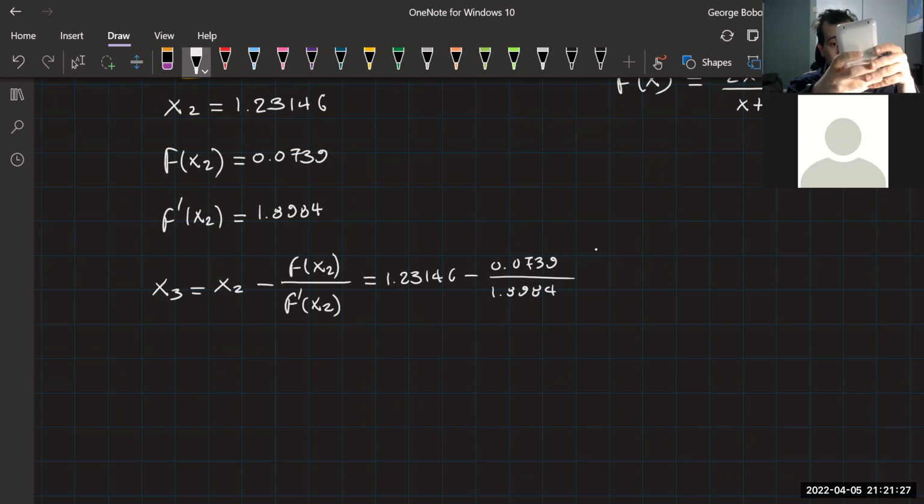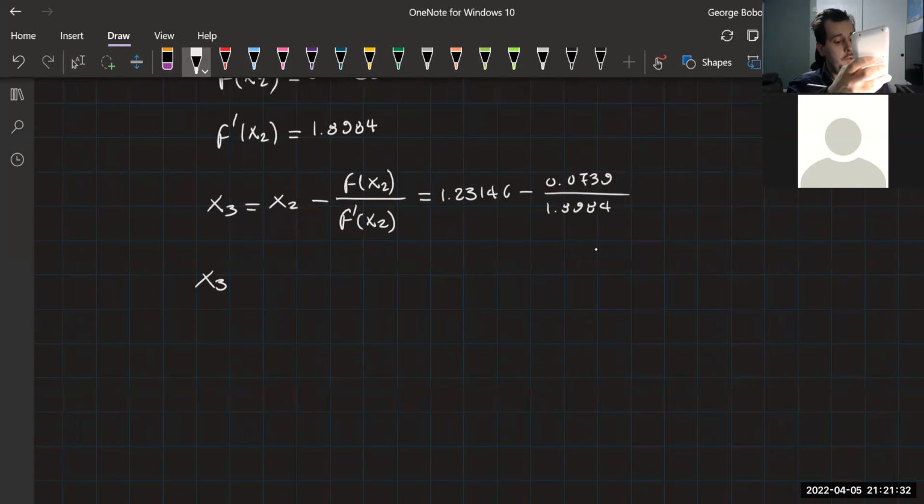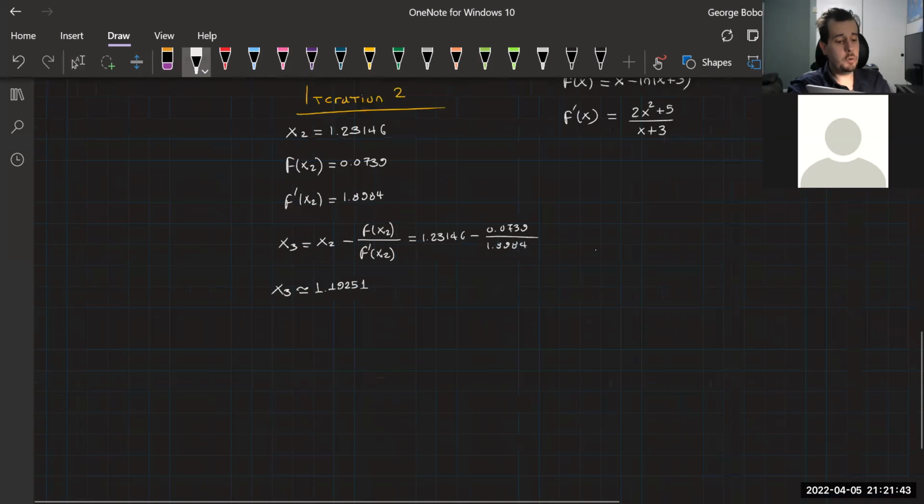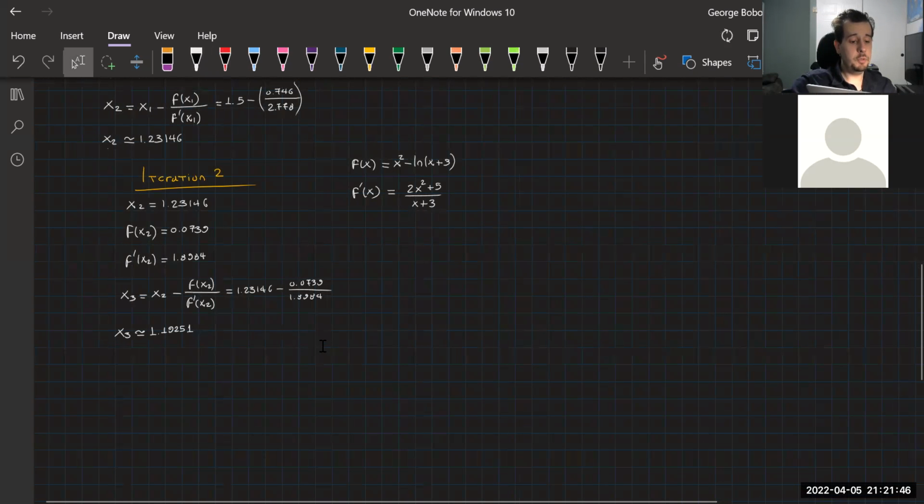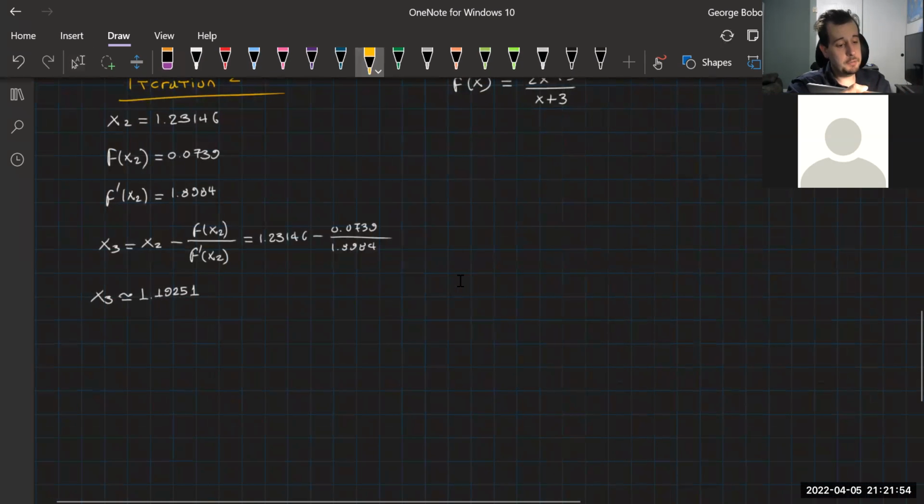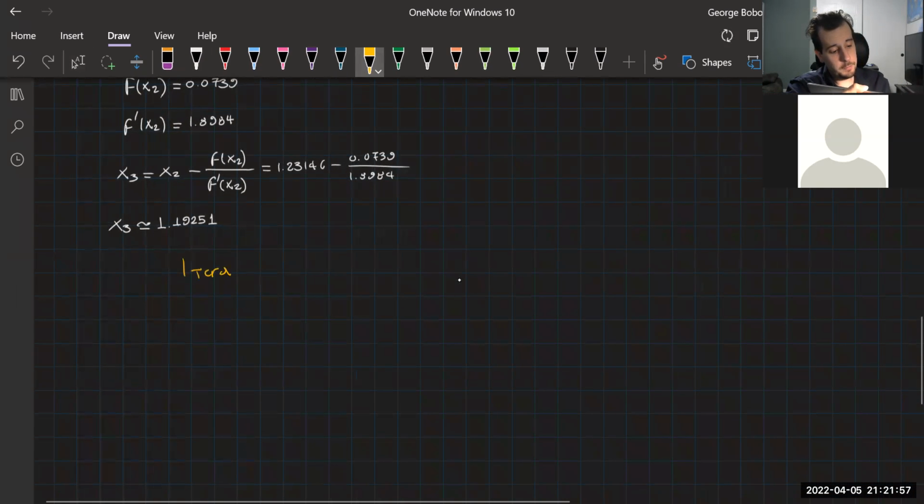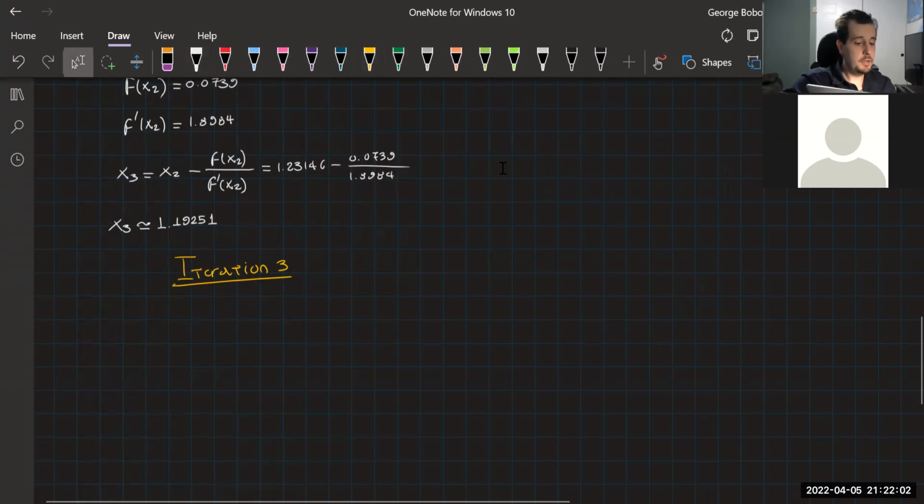1.8984 times -1 plus this number gets you x3 approximately 1.19251. All right, and you keep on going until you get agreement within the decimal places that they want you to. Now, Newton's method converges really, really fast, okay? So you'll see if I keep going, in iteration 3 I'm basically gonna be at the root right now, okay? If I try continuing with this, just look how fast we're gonna converge.